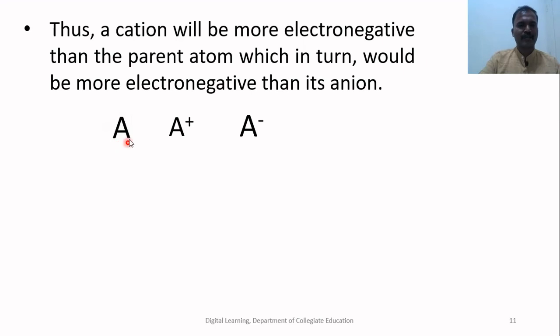So let us have a look at this. I am taking an atom A. When I remove the electron from this, it becomes A plus, a cation. When I add an electron to this, it will become A minus. Among these three, A plus will have more effective nuclear charge, hence it is more electronegative in nature when compared to A and A minus.